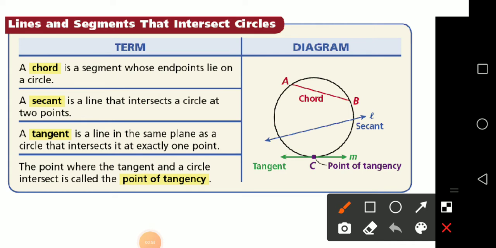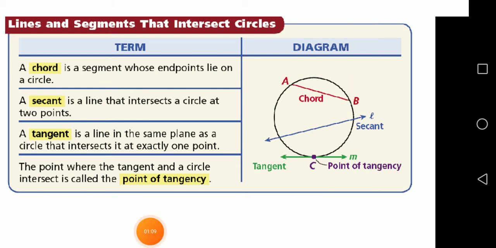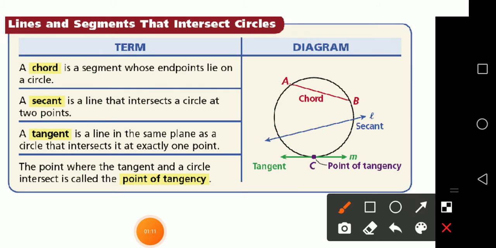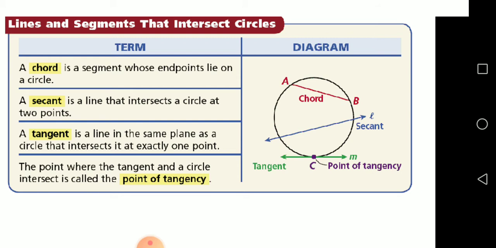As you see, I have here first of all the chord. This is the chord. The chord AB is a segment whose endpoints lie on the circle. So the chord is a segment that has endpoints exactly on the circle. Okay, so this is the chord.